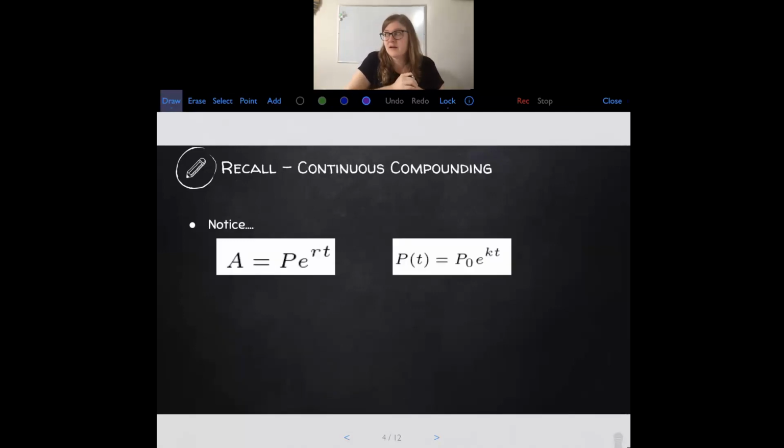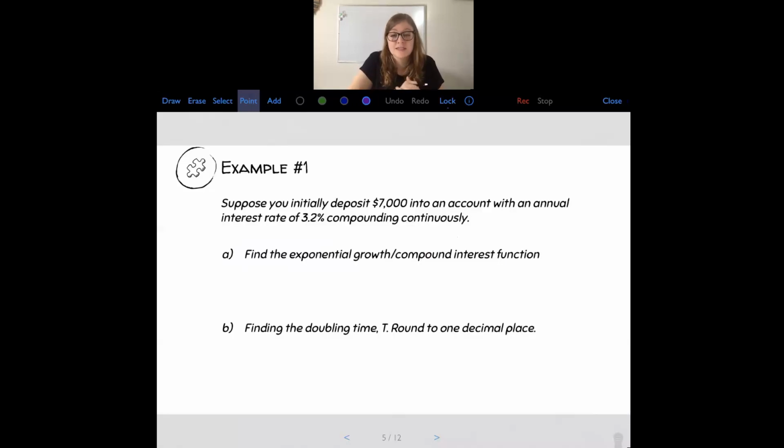Also recall something we talked about a couple lessons back: continuous compounding. This is where we were putting money into an account and it was compounding continuously, always growing, and you're getting interest. Notice that the equation we talked about there was A is equal to P e to the rt, where A was the amount in the account after time t, P was the initial, r was our interest rate, and t was the amount of time. And we have the same thing here. P of t is the total amount after time t, P naught is the initial, k is our growth rate, which if you have an account that's continually growing with the annual interest rate, it's the same as the growth rate times t. Okay, so we're going to do an application problem with continuous compounding.